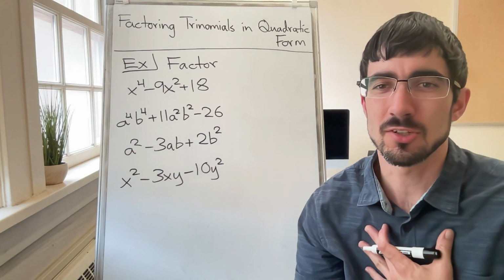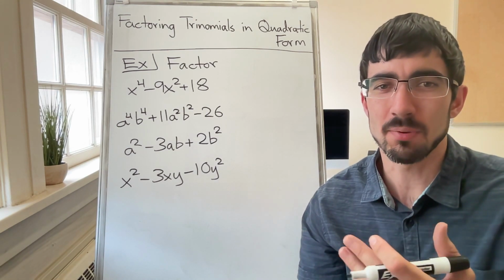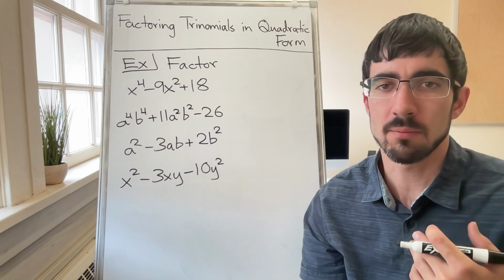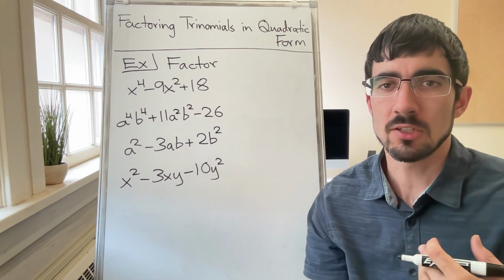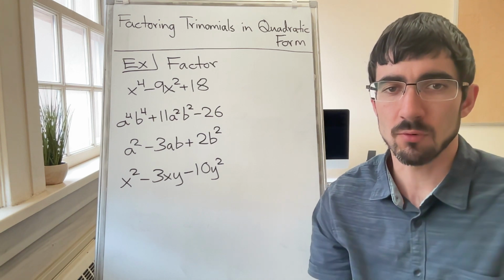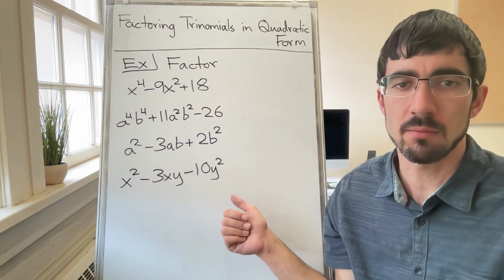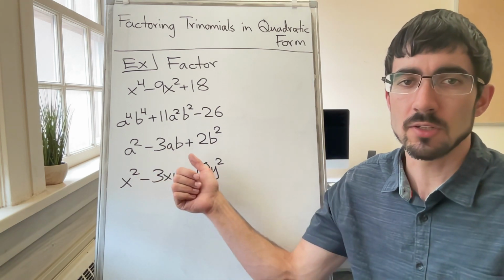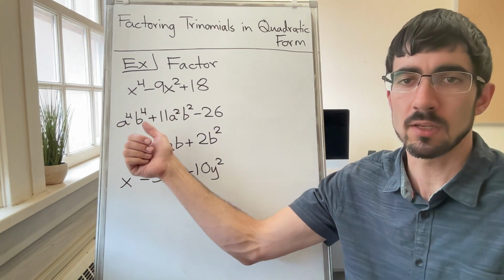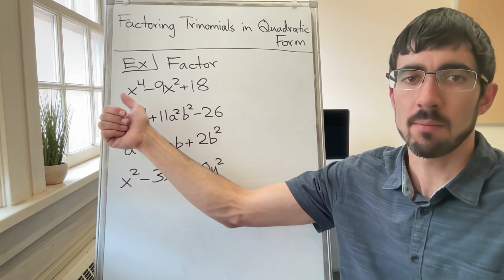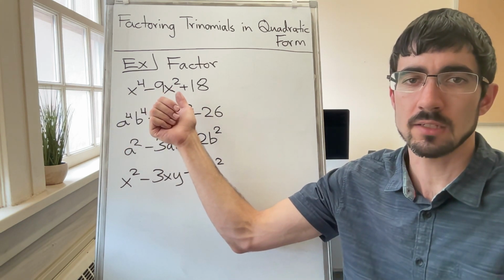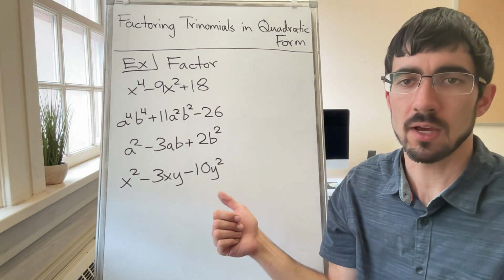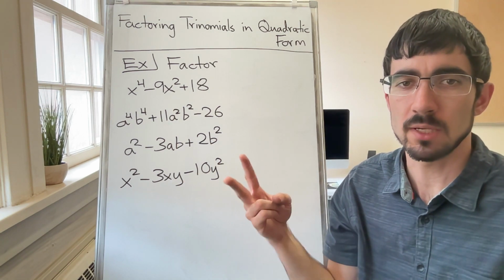Sometimes trinomials don't fit the format ax squared plus bx plus c, but they can still be factored using the methods that we've talked about. These trinomials are in quadratic form, and some of the examples are behind me on the board. Sometimes these will have multiple variables. Other times the powers will be different. Instead of x squared and x, I might have x to the fourth and x squared. However, all of these trinomials can still be factored into two binomial pieces.